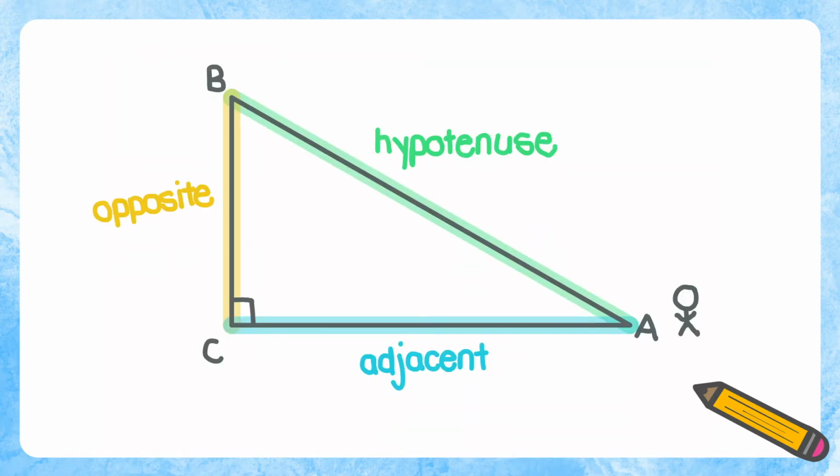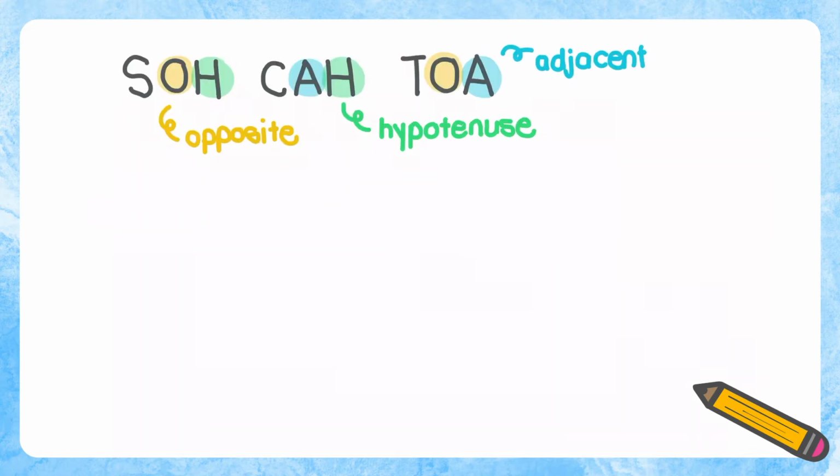So here's the triangle that we've been looking at these past few lessons. Remember that the opposite and the adjacent sides depend on where you're standing. The hypotenuse is always opposite of the right angle. And we've been looking at this acronym, SOHCAHTOA, and this acronym helps us write out trig ratios. So we've seen 3 trig ratios so far. The first one, sine of theta, is the opposite side over the hypotenuse.